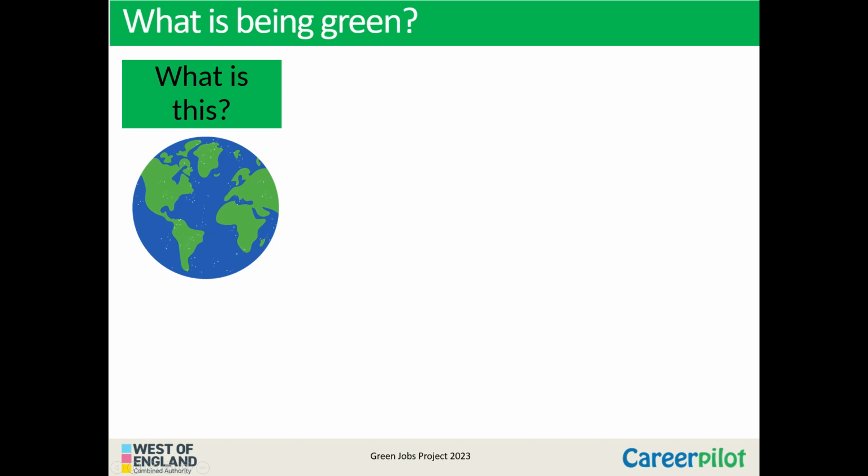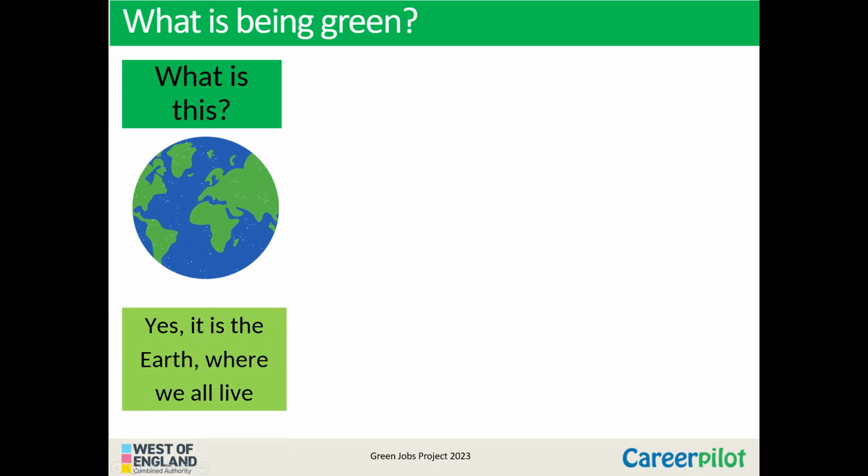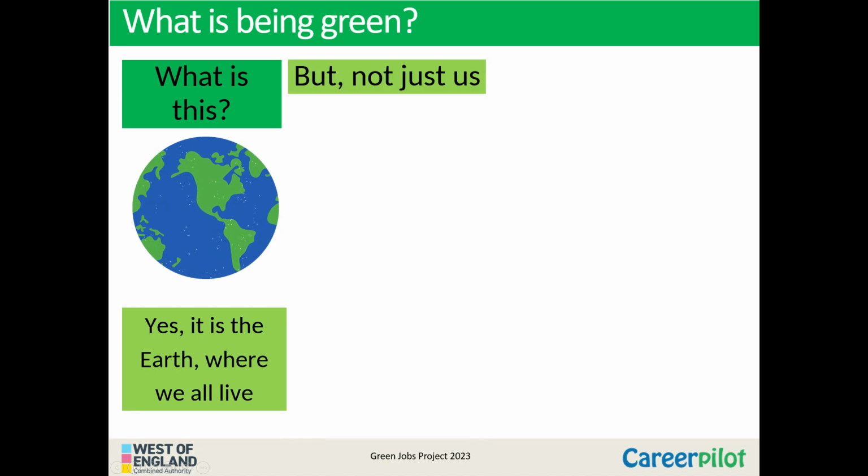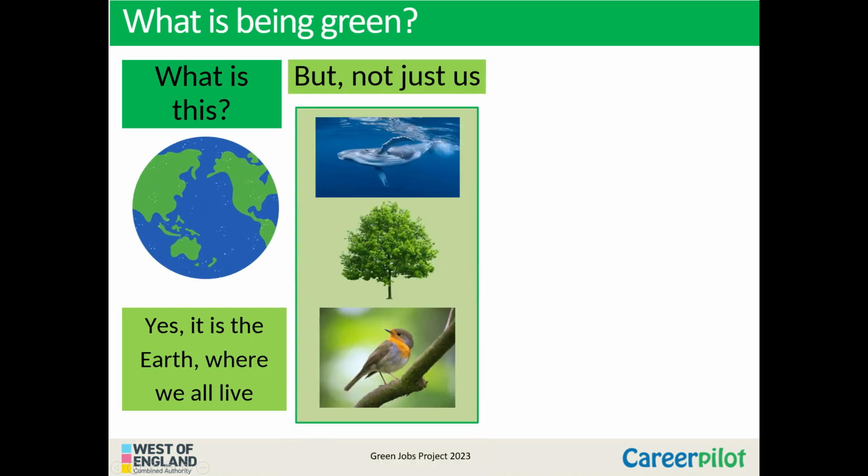So we start off by trying to help students to understand what being green means. So we show them this and all the notes will tell you to click to get the answer. So yeah, what is this? This is the earth, and click again, but not just us living on the earth, but all the other things as well. So you might want to pause at this point to talk about endangered animals or species and have a conversation, maybe make a list of all the ones people have heard about.